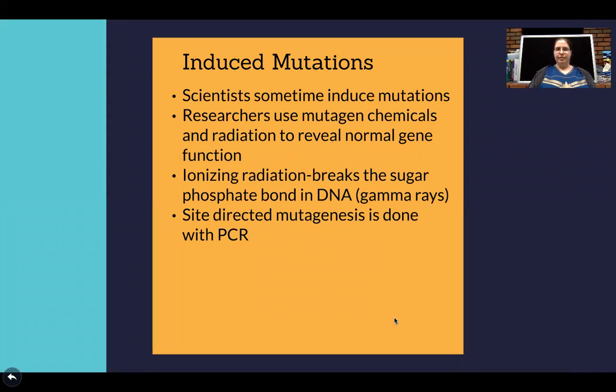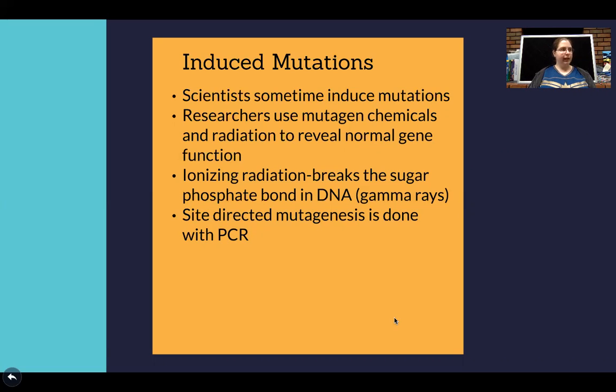Induced mutations. Sometimes we want to study how different genes work. They do this in a lab for research. They're not just going to go and mutate people. Sorry, no, you cannot go to your doctor, ask them to induce a mutation and give you superpowers. But scientists can purposely cause mutations in cells in order to study them. Researchers use mutagen chemicals, chemicals that can cause mutations, and radiation to reveal normal gene function.